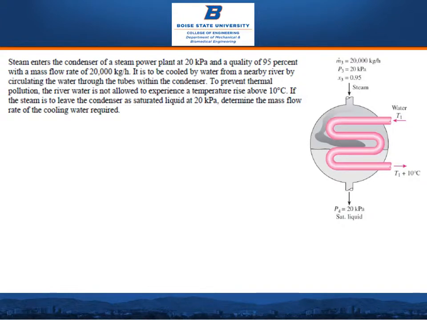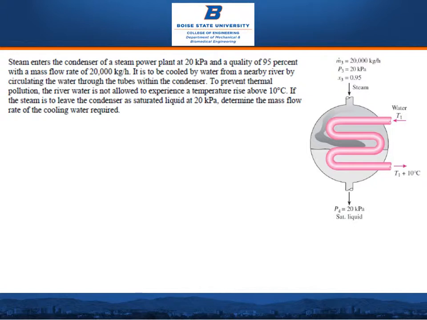Let's go. Steam enters the condenser of a steam power plant at 20 kilopascals and a quality of 95% with a mass flow rate of 20,000 kilograms per hour. It is to be cooled by water from a nearby river by circulating the water through the tubes within the condenser. To prevent thermal pollution, the river water is not allowed to experience a temperature rise above 10 degrees C. If the steam is to leave the condenser as saturated liquid at 20 kilopascals, determine the mass flow rate of the cooling water required.